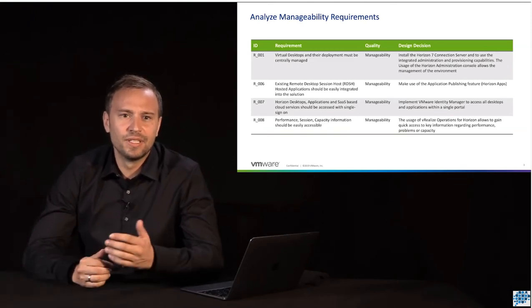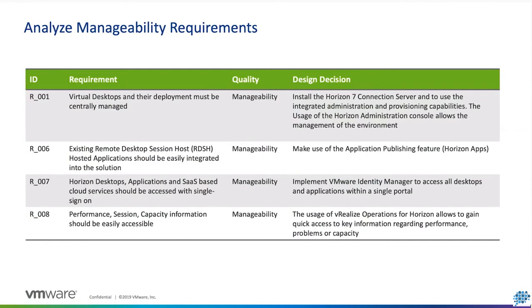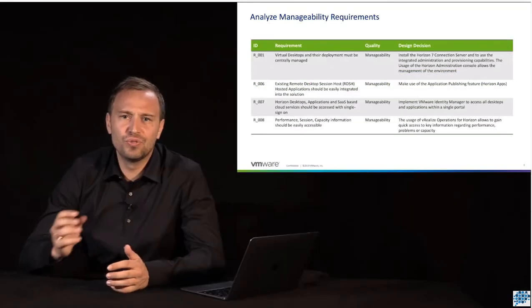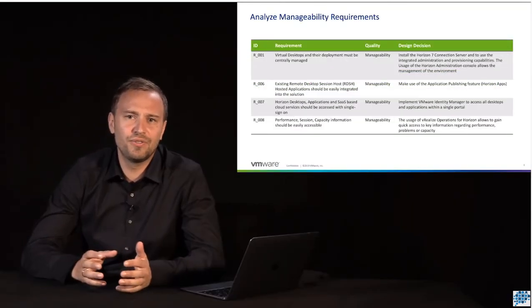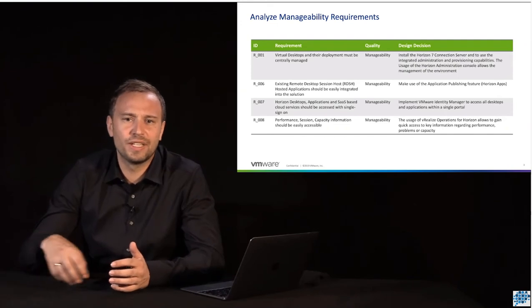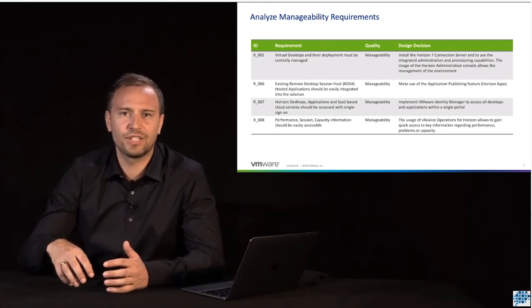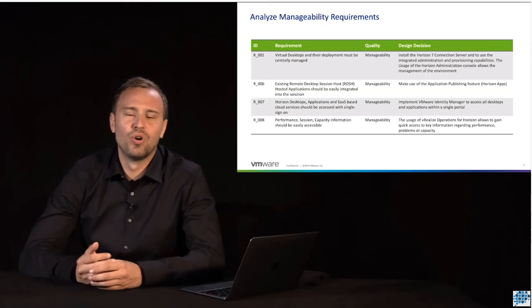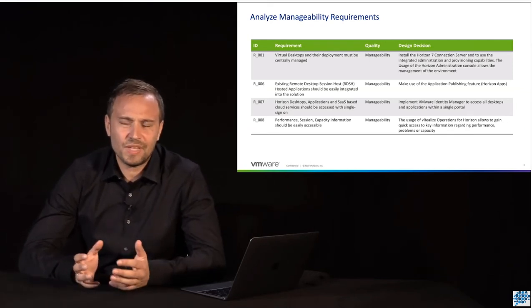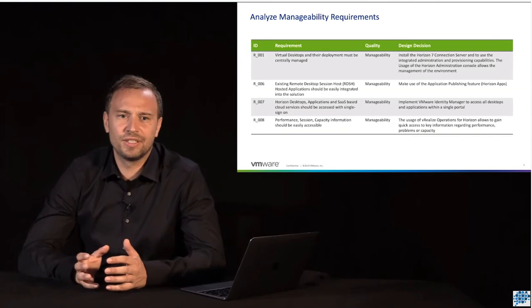For example, the virtual desktops and the deployment of the virtual desktop must be centrally managed. That's a manageability requirement. And the design decision for that is that we utilize the Horizon 7 connection server and use the integrated administrative console to do the provisioning. Therefore, we can use virtual machines out of the vSphere environment and do some kind of automatic deployment, automatic join to the Active Directory, automatic integration into our Horizon world. That eases up the management a lot.